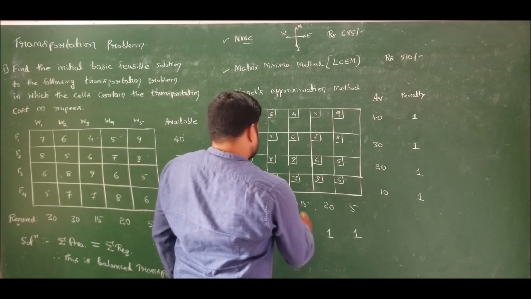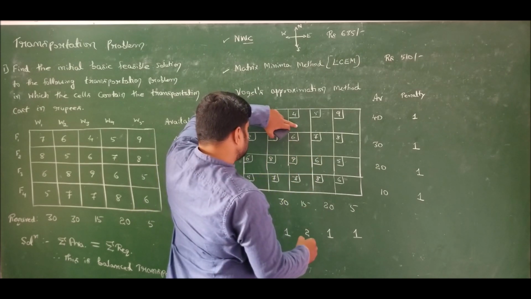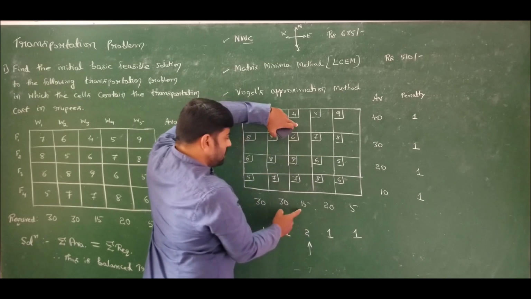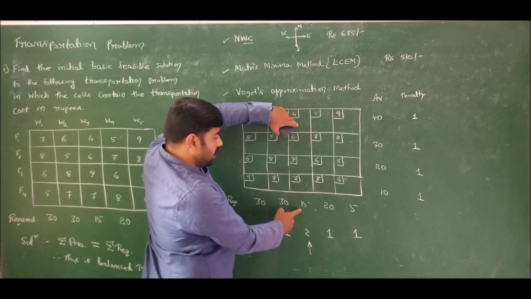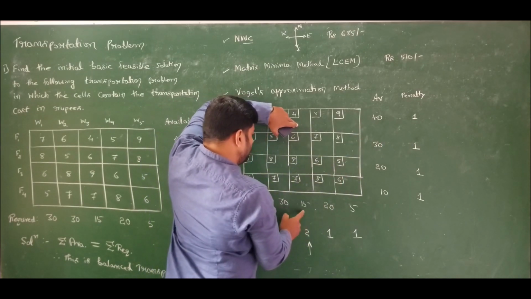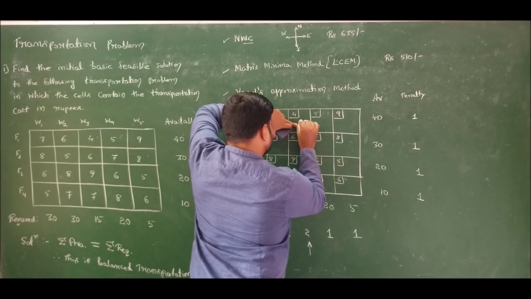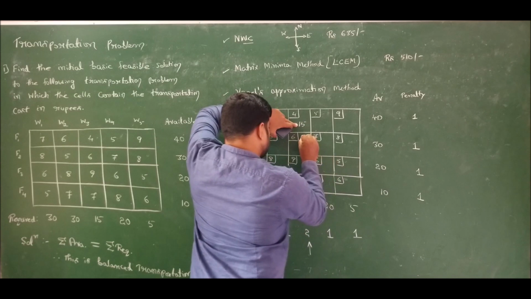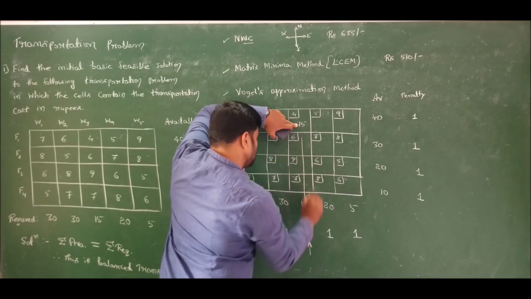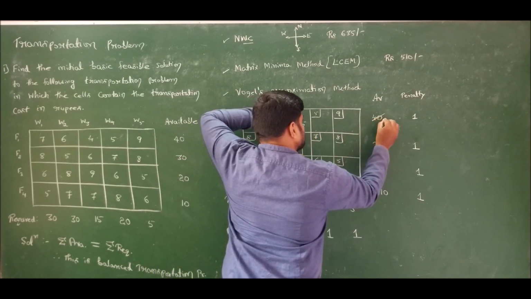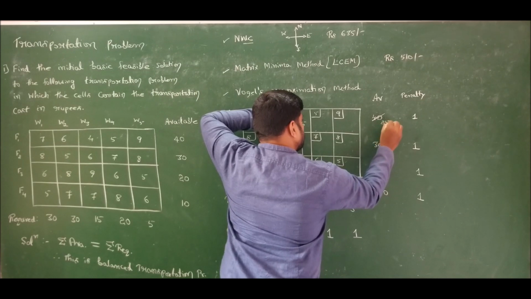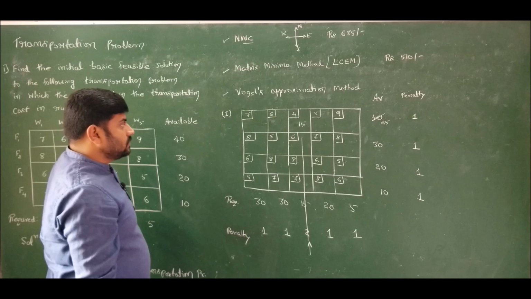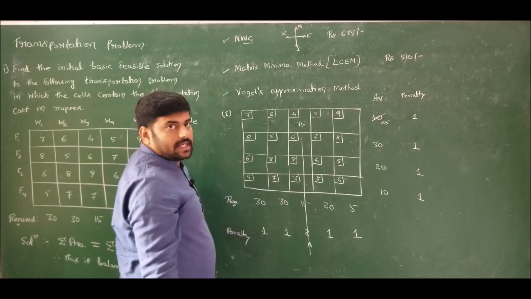Now the least cost among this is 4. For this, the minimum of 40 and 15 is what I should allocate, right? So minimum of 40 and 15 is 15. So this is eliminated, and remaining is how much? 25. Done.